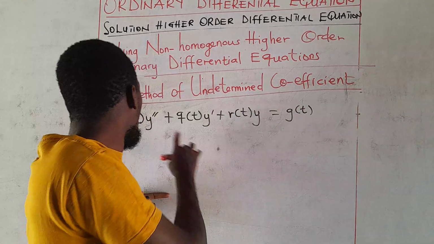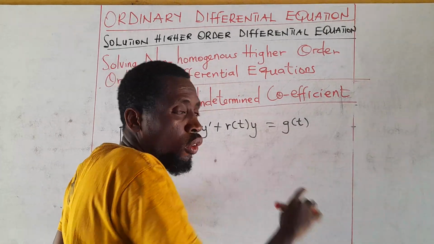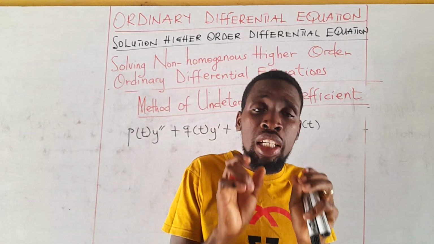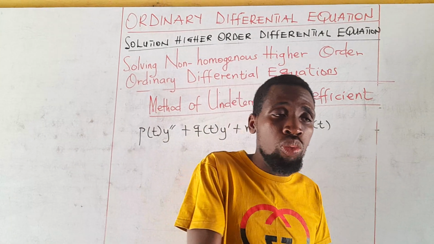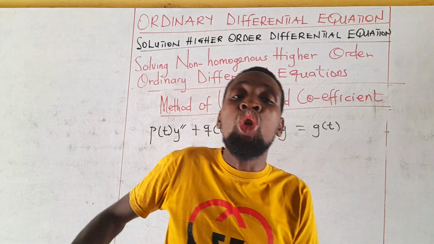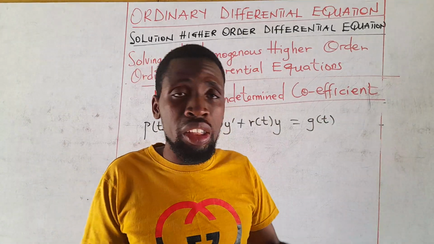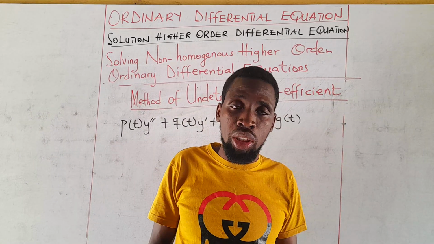That means we suggest that our Q of t is 0. Immediately it is 0, it becomes homogeneous. Then we'll solve that homogeneous side. Then we'll find a solution to the non-homogeneous aspect, that's the Q of t. After that, we join the two using the principle of superposition.